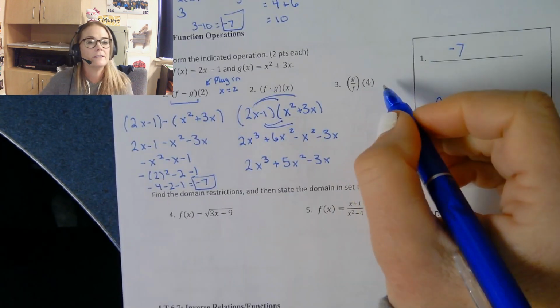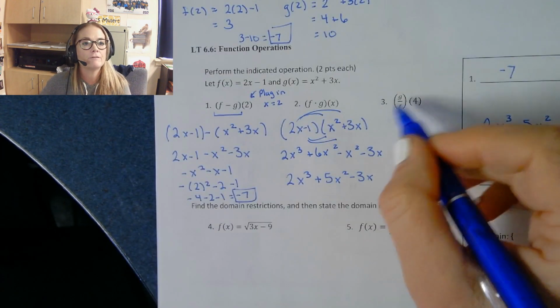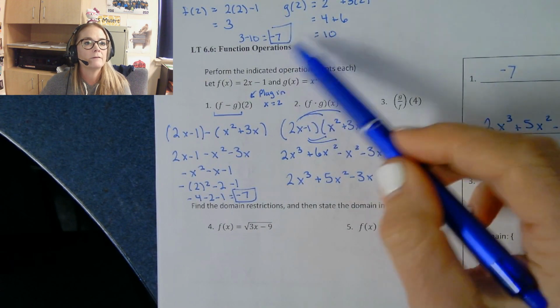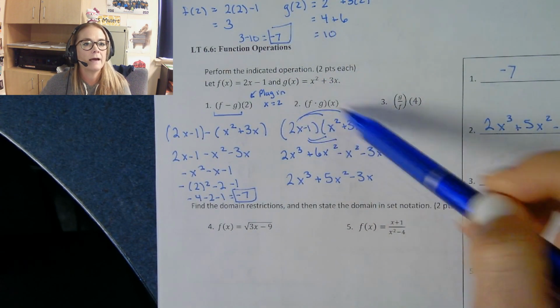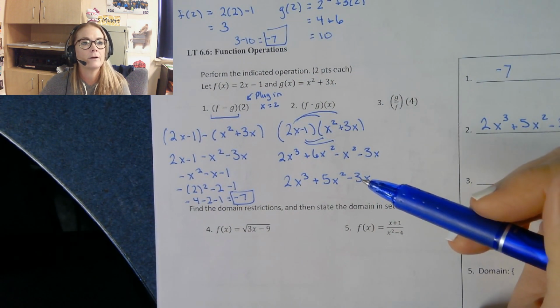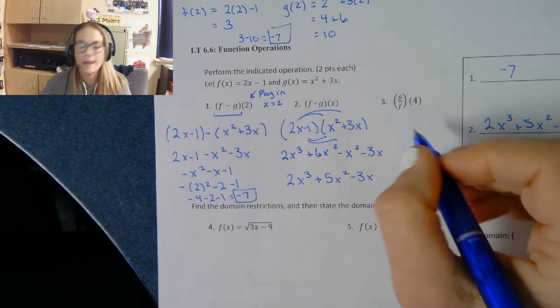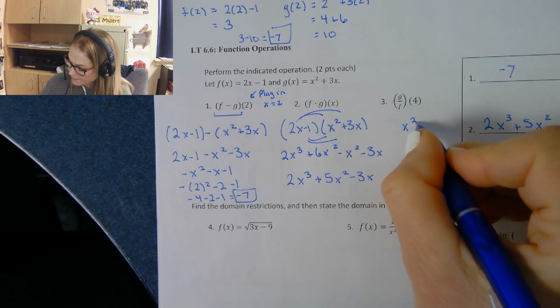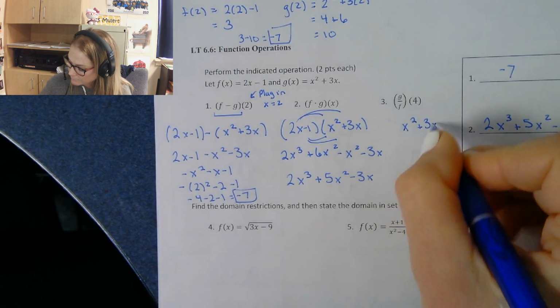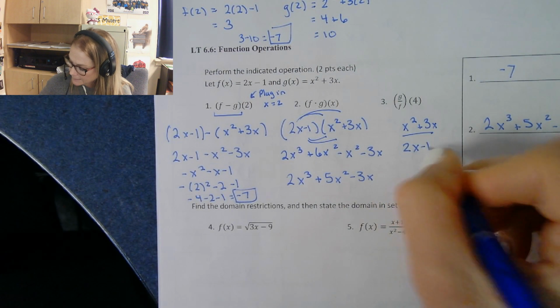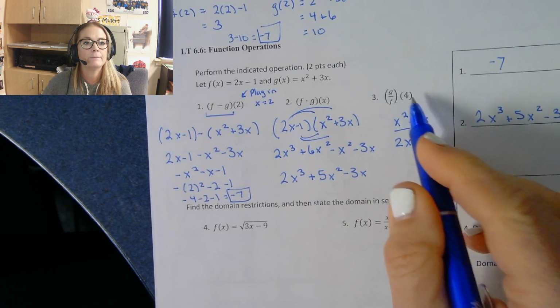Okay, and then this is g over f, evaluated at 4. So if you want to plug in first and divide, or divide and plug in, it doesn't really matter here. Okay, so g over f is going to be g over f. That's really all I can do there, and then put the 4 in.